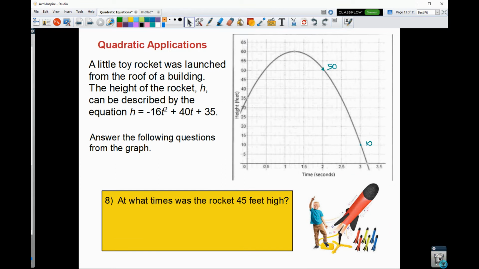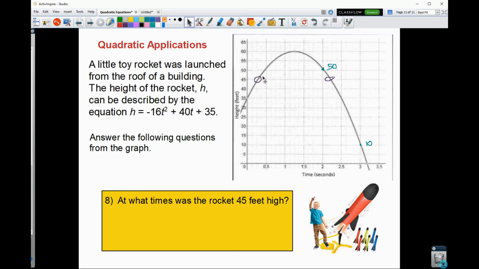And the last question is, at what times was the rocket 45 feet high? Well, as you can see, it hits 45 feet in two different places. It hits it right here as well as right here, because it went up and hit 45 feet, and as it was coming back down, it hit 45 feet again. So what were the times?